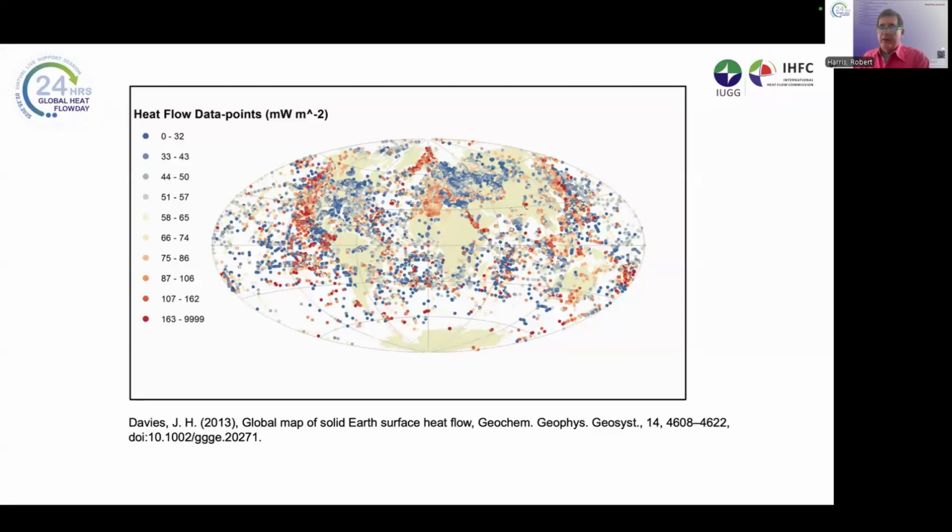And here's the global heat flow data set, and you can see where there's a lot of heat flow data, where there isn't. And as part of this global heat flow effort, there's this effort being led by the International Heat Flow Commission to use modern database techniques to update the global database. And so this is all part of that. It's an opportunity to bring all these data sets together in one repository and update the database.